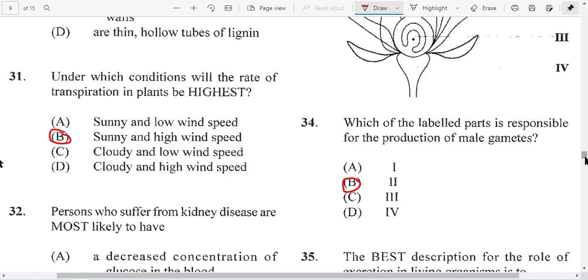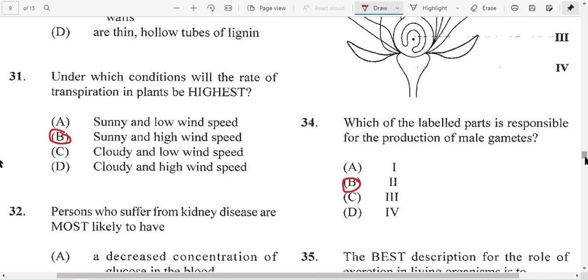Question 31, under which condition will the rate of transpiration in plants be the highest? Now, one thing about transpiration, we could liken it to drying clothes on the line. Sunny and low wind speed, no. Sunny and high wind speed, oh yes, the clothes, they're going to dry very quickly.